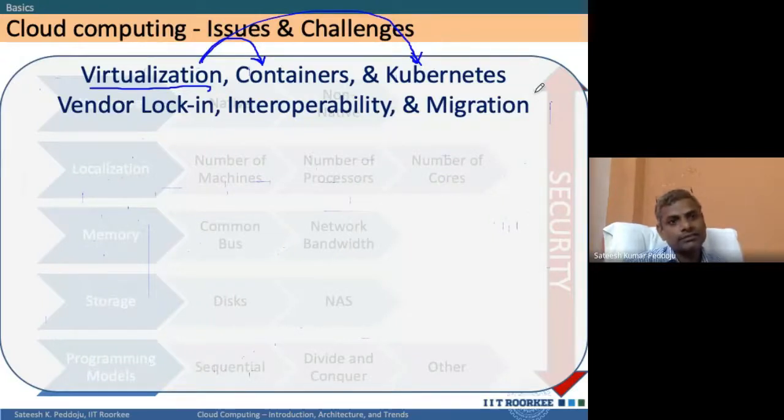And cloud has several challenges like interoperability, vendor lock-in, or migration problems, where let's suppose that I have two systems. I have a cloud. Okay, I have a cloud.